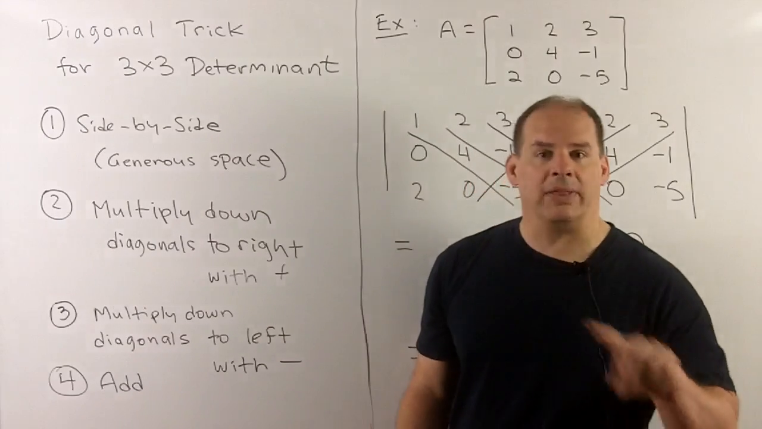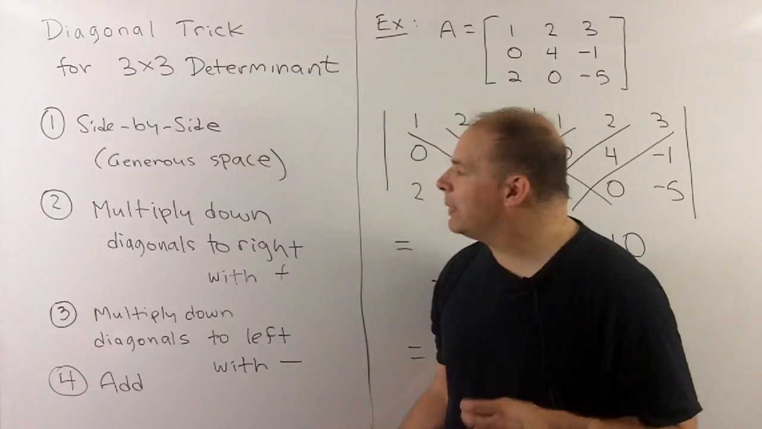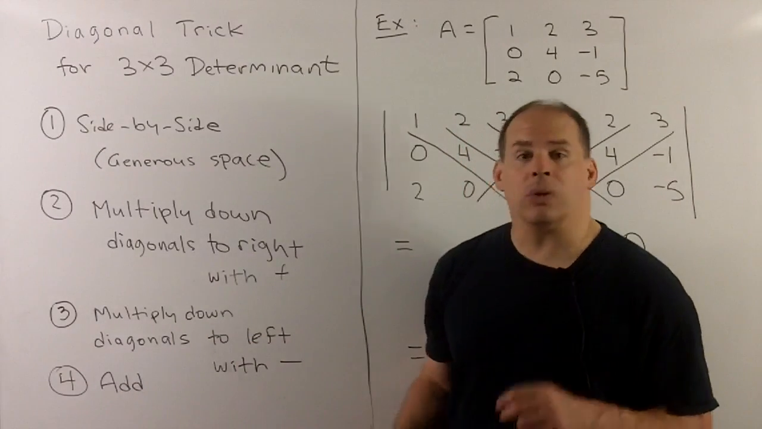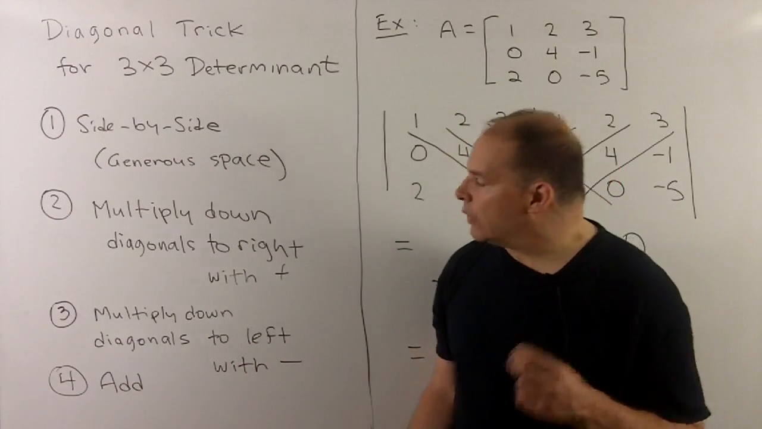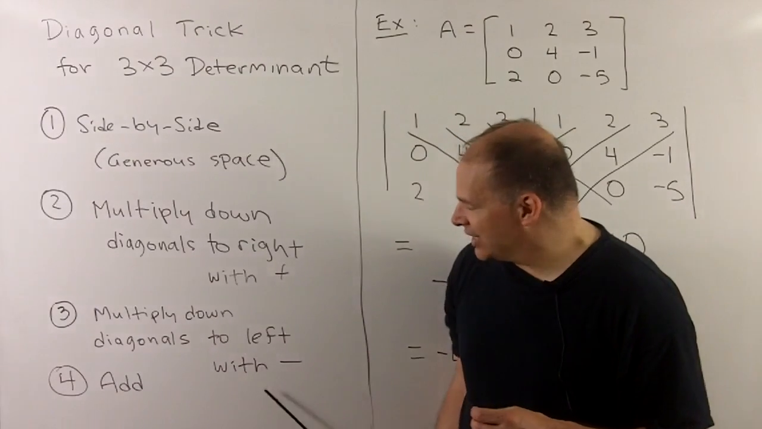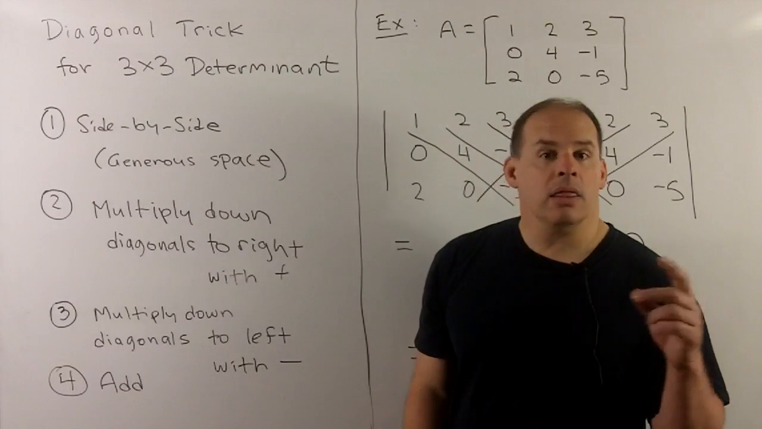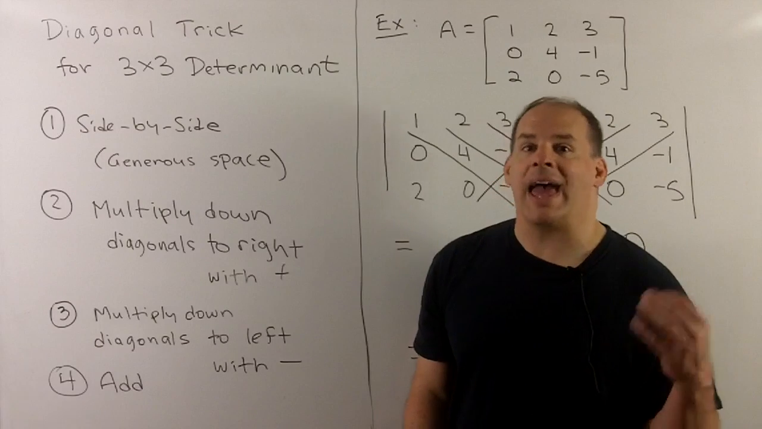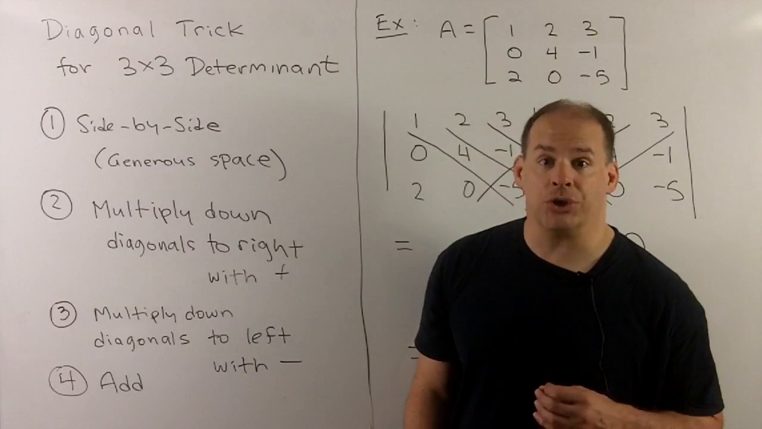Then we're going to multiply down these diagonals. So if we multiply down the right, we're going to leave the signs alone. If we multiply down the left, we're going to change the signs. Then we'll take those 6 terms, add them together, and that gives your determinant.